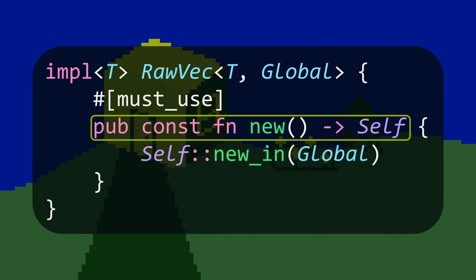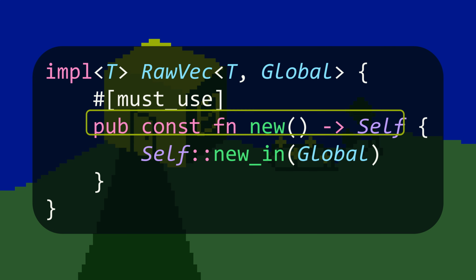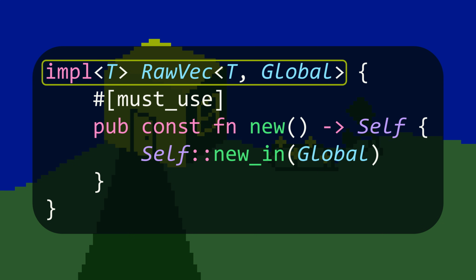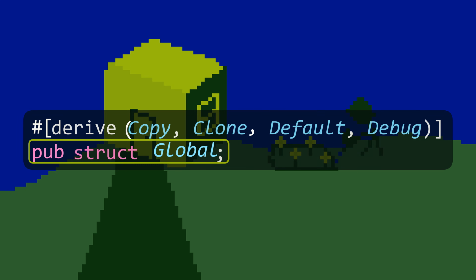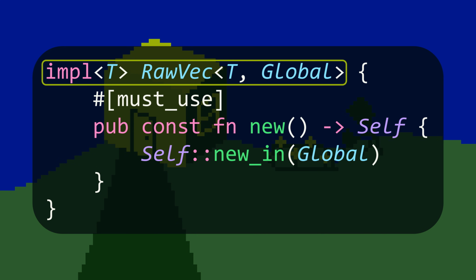As expected, the method takes nothing and returns Self, aka RawVec. Notice that we're implementing a RawVec with a Global parameter. Thus, this new method only exists on a RawVec using the Global allocator we discussed in the last video. Global is the default allocator used by Rust standard collections. It is a ZST that implements Rust's default allocation behavior. So we're working with a RawVec using the Global allocator.